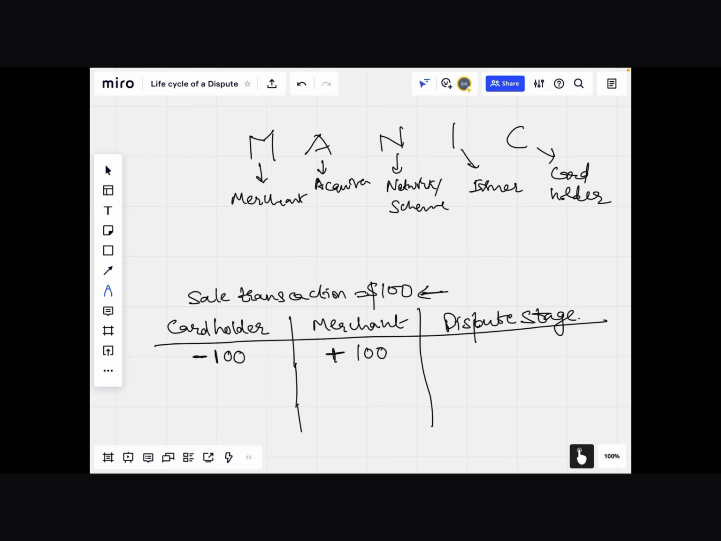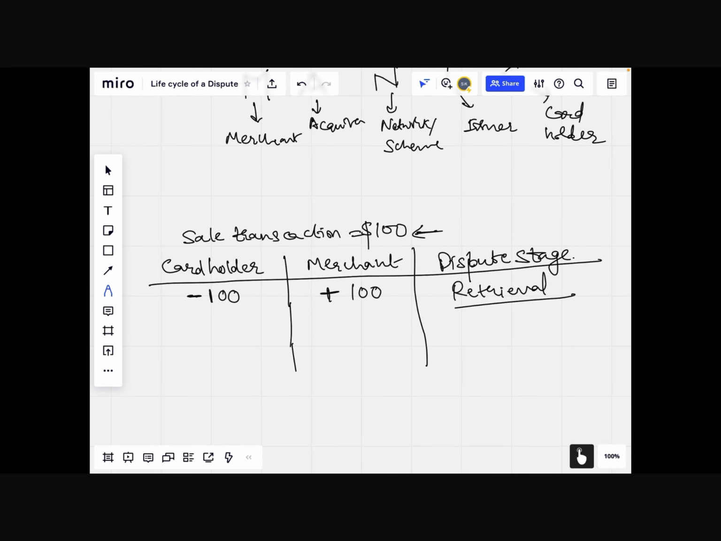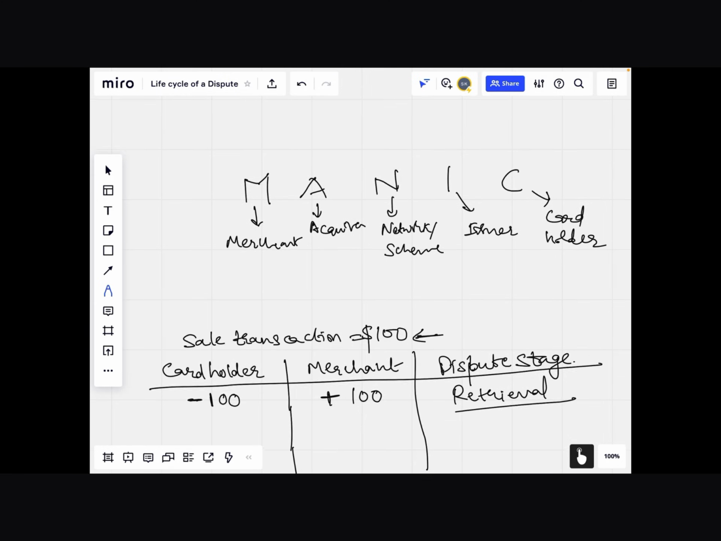Now, at this stage, the cardholder realizes that he wants to raise a dispute because he doesn't identify this $100 transaction. So he starts by contacting his issuer. He gives a call to his issuing bank, who then raises a retrieval. So a retrieval is raised at this stage, and at this stage there is no money movement. It's just that the cardholder contacts the issuer and says that I don't recognize this, so there is a retrieval request.